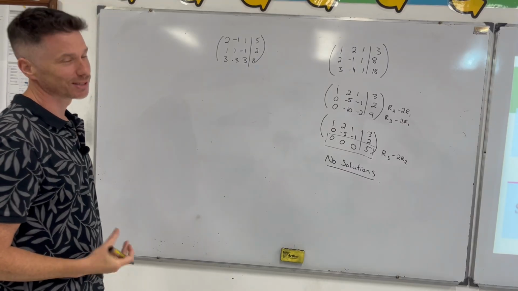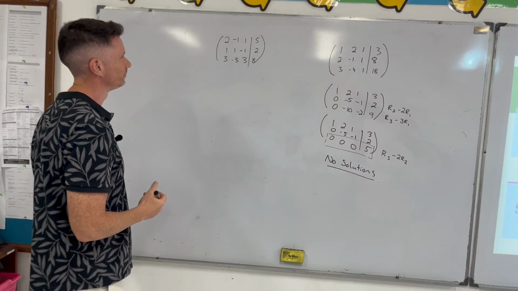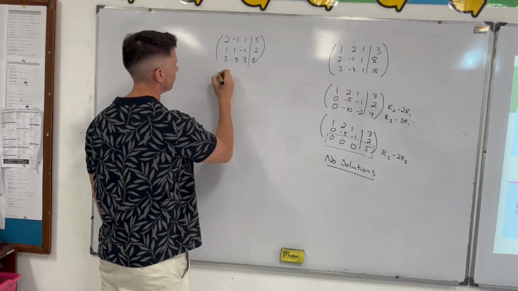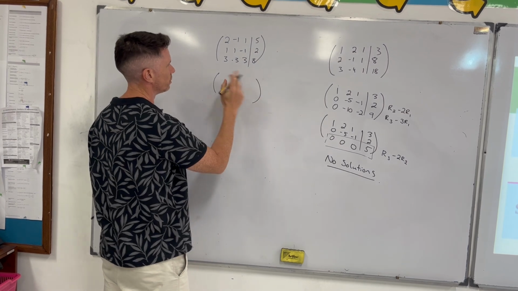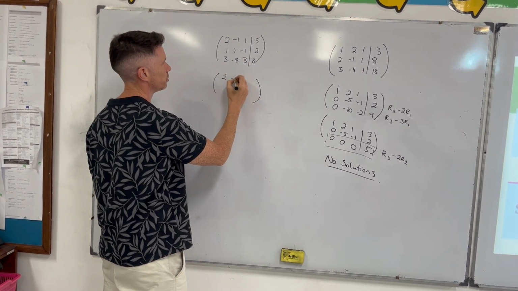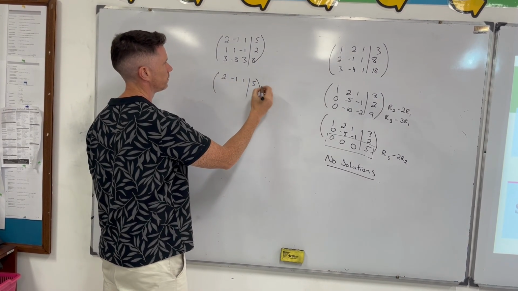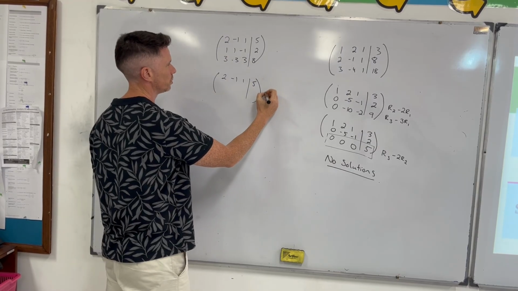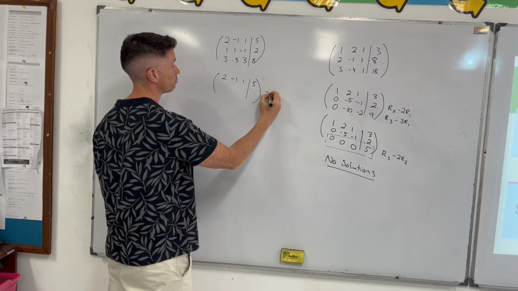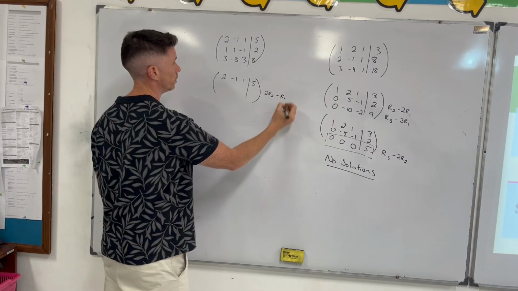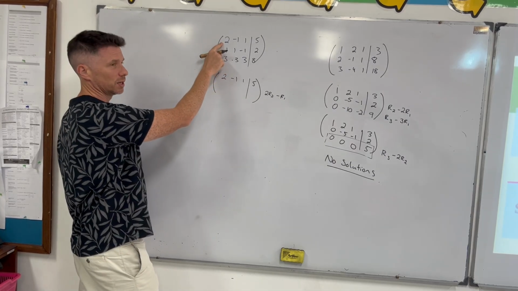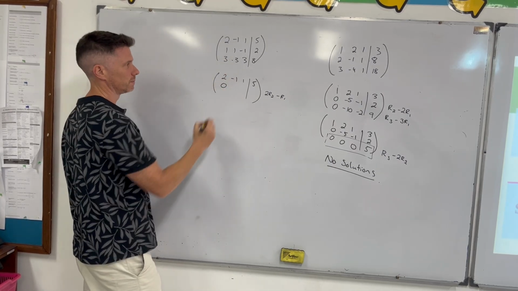All right, okay, so this one, let's do our thing. Let's just get the zeros in first. So let's leave this 2 minus 1, 1 and 5. Make this one a 0, so I'm going to use row 1. So I'm going to say twice row 2 minus row 1. So 2 times that minus 2 is 0, which is what I want.